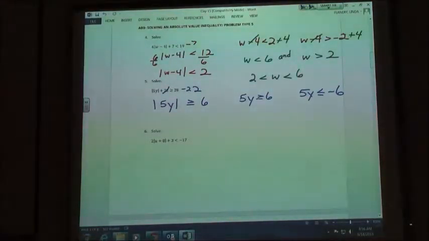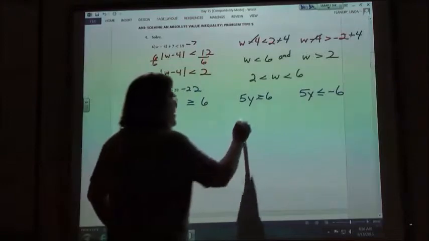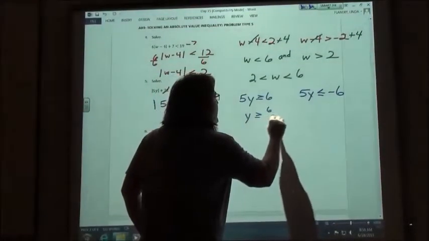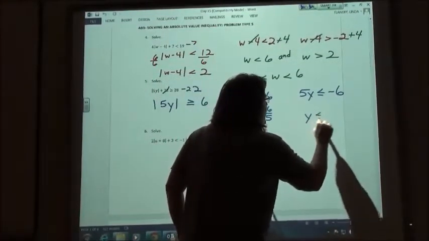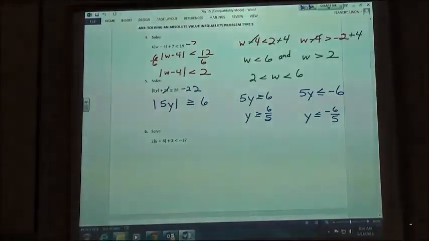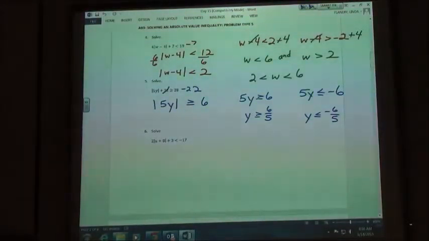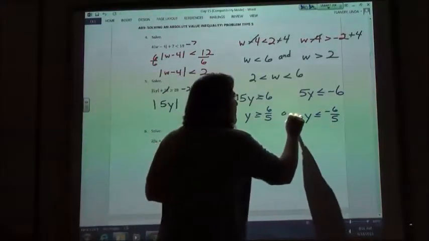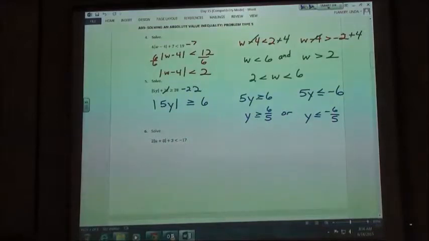And then we just solve those. So all we need to do is divide by 5. Y is greater than or equal to 6/5. Y is less than or equal to negative 6/5. And would that be connected with an and or an or? Greater than the positive, less than the negative, so I'm going two opposite directions if I put them on my number line. So it's going to be an or.